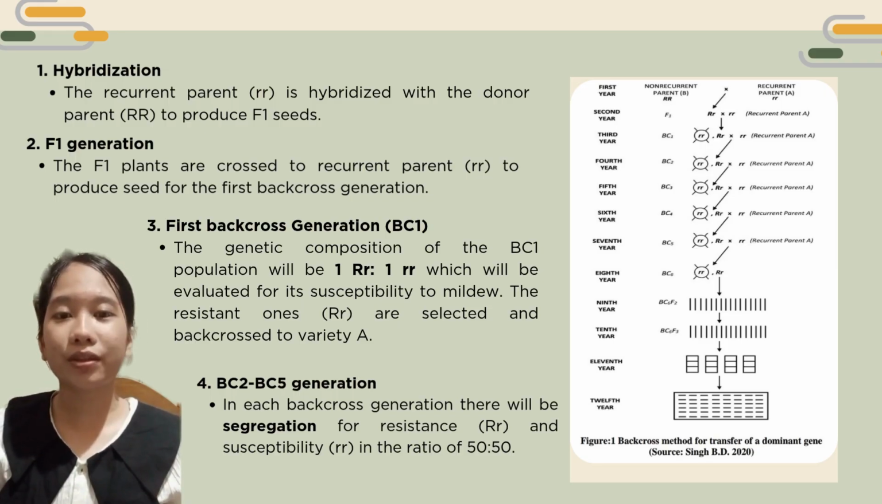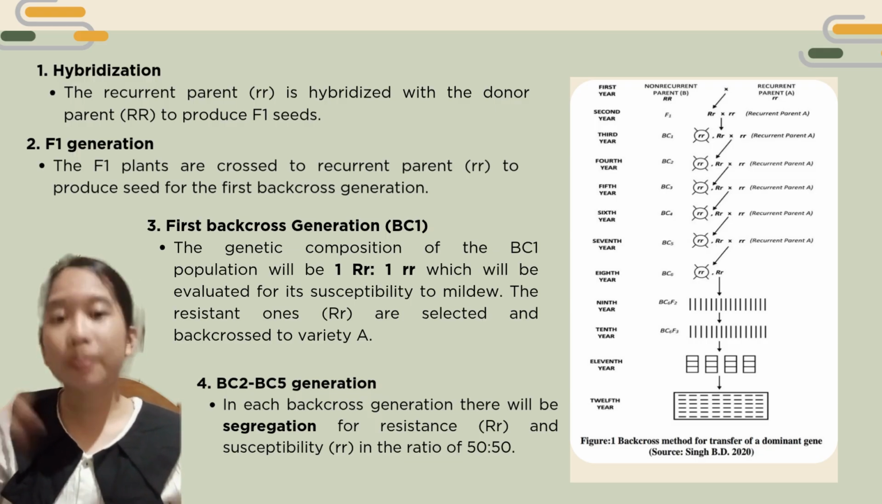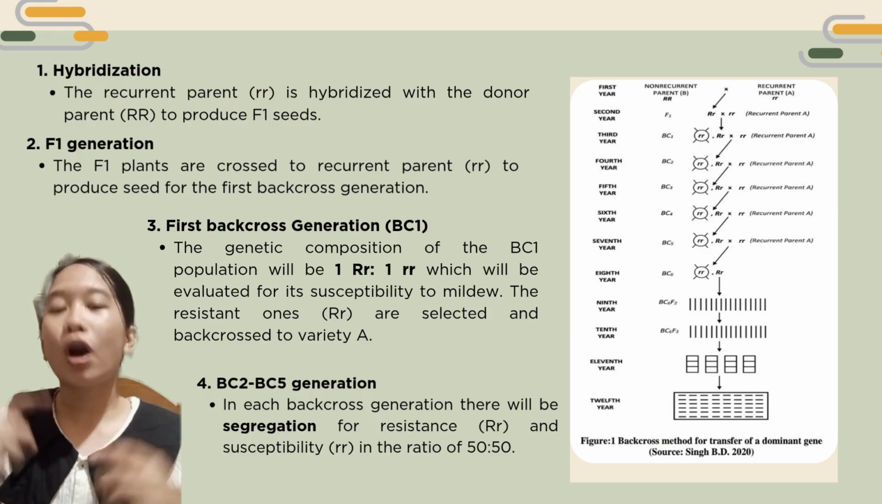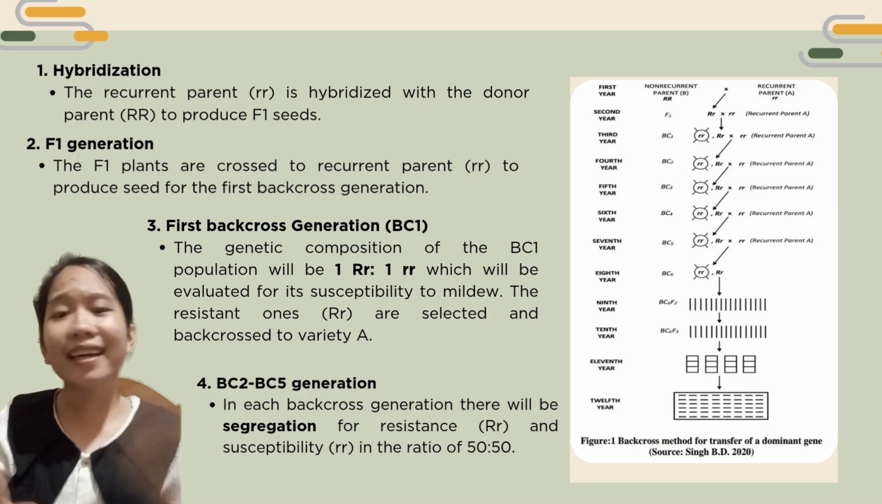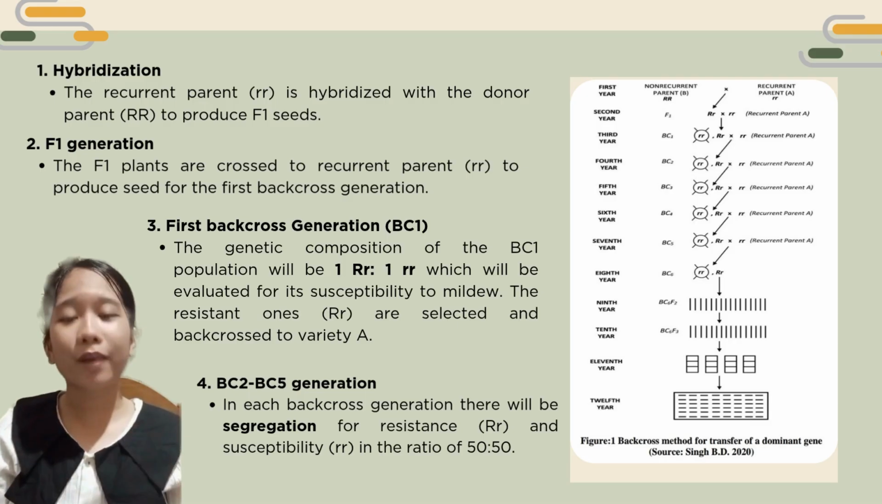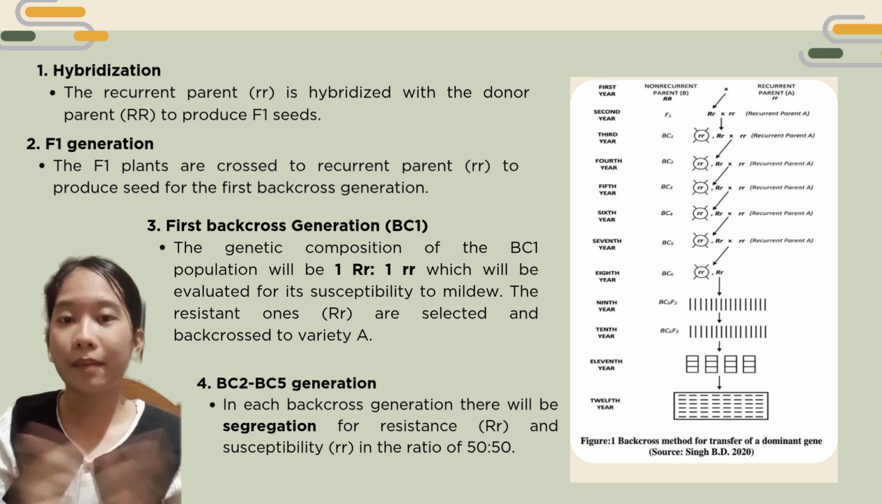Second is the F1 generation. Sa F1 plants or the heterozygous, gi-cross na siya again to the recurrent parent, which is the homozygous recessive. Again and again, i-cross jud siya sa recurrent parent since backcross procedure or method man ang atong ginagamit diri.